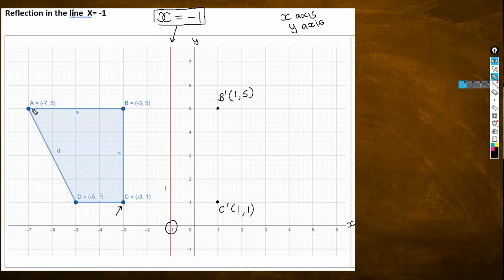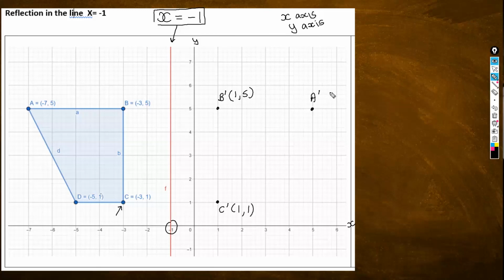Okay, let's see how far A is from the mirror. How many blocks? We're starting from A. 1, 2, 3, 4, 5, 6. We are 6 blocks from the mirror. You can count it. So that means on the other side, starting here now, 1, 2, 3, 4, 5, 6. A prime ends up here. How much is that? 5, 5.